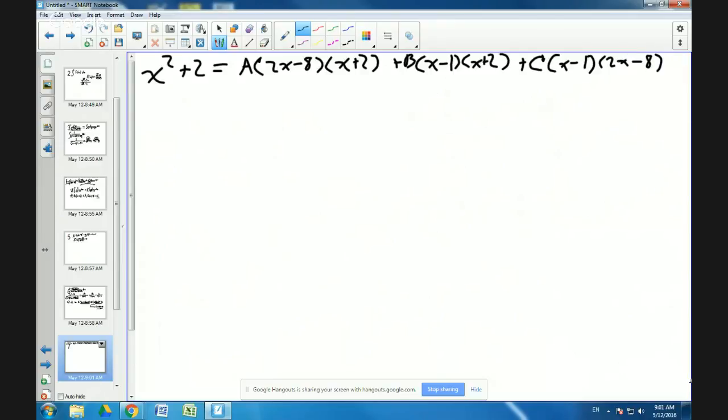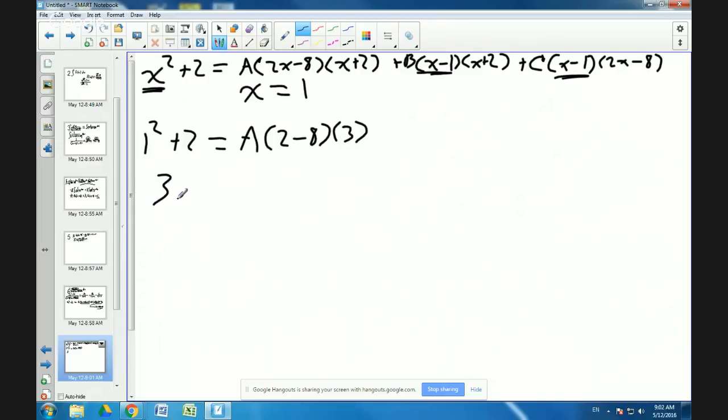Now we're going to plug in our x values so that we can clear away 2 of the 3 terms up here. So I'm going to start with x equals 1, because this will cause this term to go to 0 as well as this one, which will effectively eliminate our b and c from our equation for the moment. But you have to remember that when you plug x in, you also have to plug it in over here. So we have 1 squared plus 2 equals a by (2 minus 8) by 3.